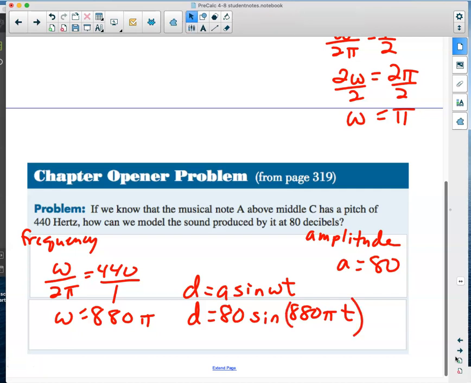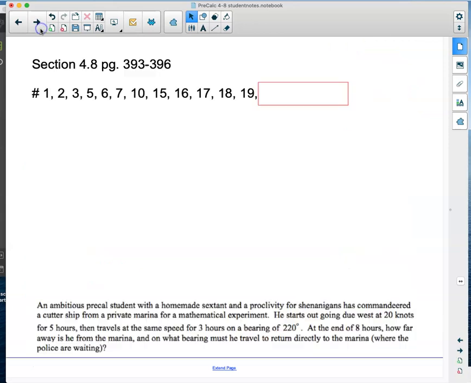So there's another model. If we know that a musical note A above middle C has a pitch of 440 hertz, how can we model the sound produced by it at 80 decibels? There it is. Amplitude of 80, frequency of 440, a little bit of math, and we end up with a very nice model for that. So that takes care of simple harmonic motion.